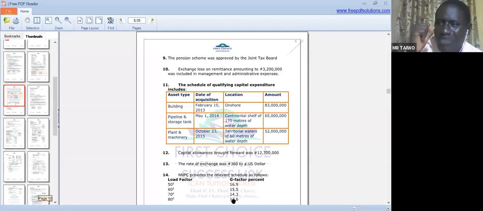If I have 62 degrees and I want to get the G factor of 62 degrees, what can I do? I can say 60 minus 62 over 60 minus 70. If I do that, I can now say, what is the G factor of 60? That's 15.5, minus the G factor of 62, which I'm looking for, I can say X, over 60 minus 70, which is 15.5 minus 14.3. I hope I get what I'm saying now.